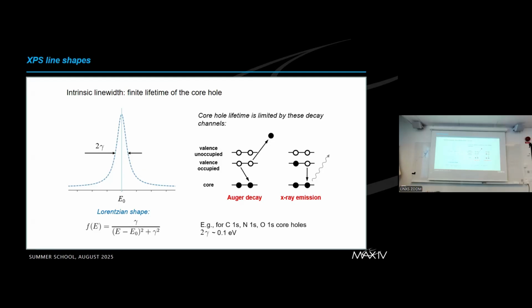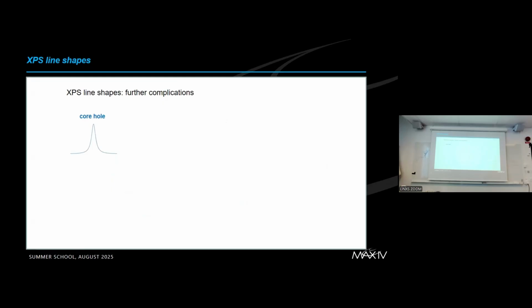For example, in 1s lines of carbon, nitrogen, oxygen, the typical lifetime broadening, this 2 gamma, is around 100 or 150 millielectron volts. So this is the intrinsic line width. But on top of that, it would be nice if all our lines would look like that. It would be very easy to fit them. In reality, though, we have many complications.